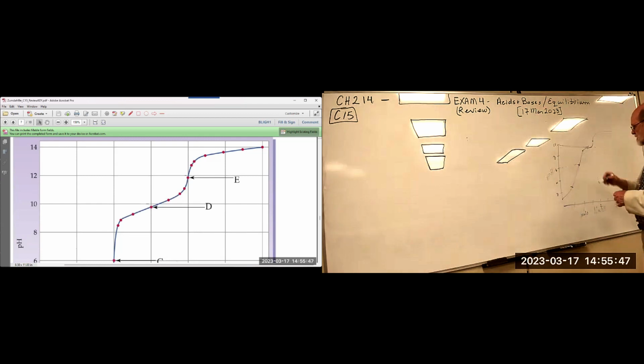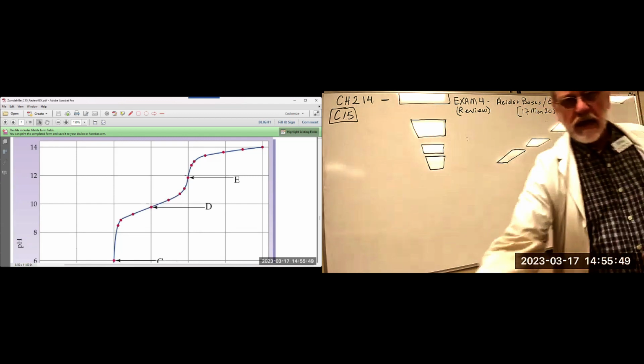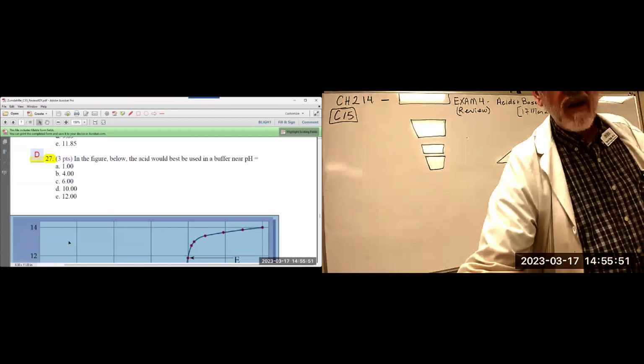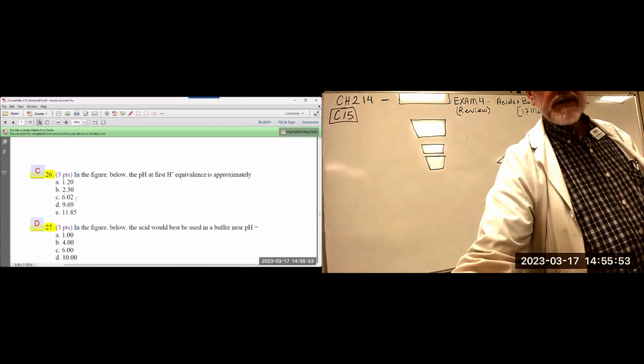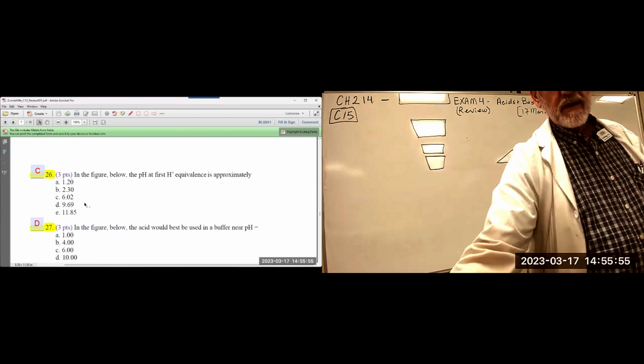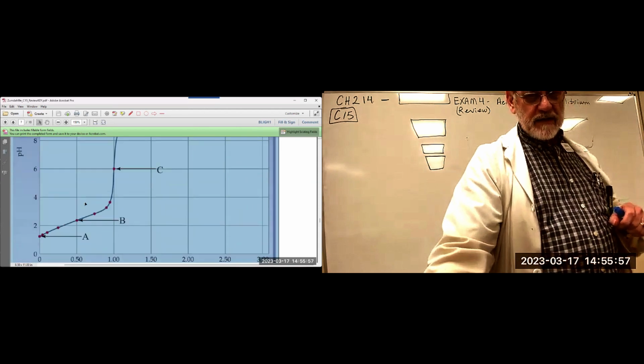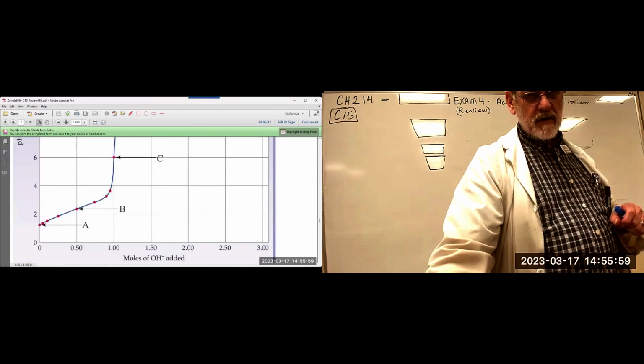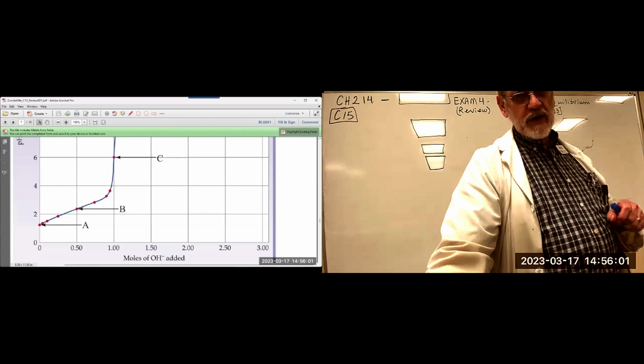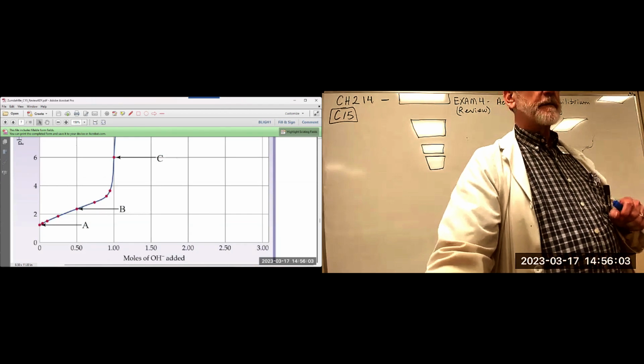What was 26? 26 is 6. The first equivalence is right here. Right. This is the first buffer range. This is the first equivalence.